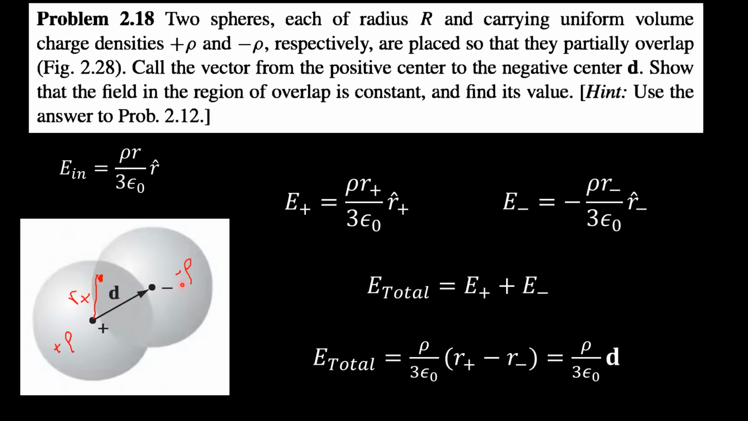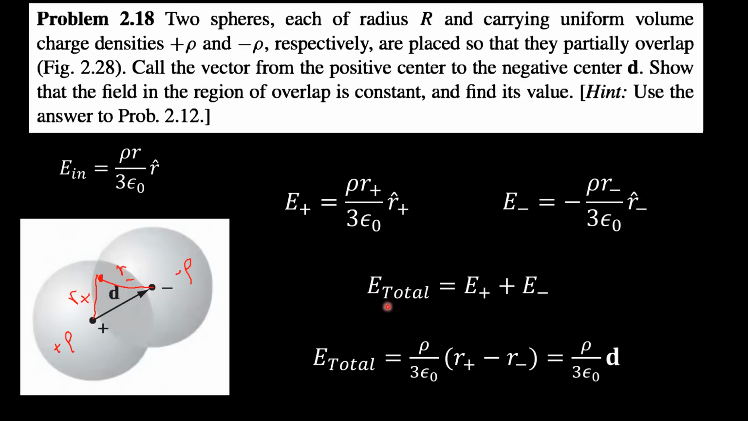So E plus can be written as rho r sub plus r hat plus divided by 3 epsilon naught. What will happen if we consider the negative charge? Then you take this distance, r minus. So the electric field due to this, from here to here, at the point under consideration is equal to E sub minus, because we are considering the negative charge region. Here rho is negative, so this is equal to minus rho r sub minus divided by 3 epsilon naught r hat sub minus.